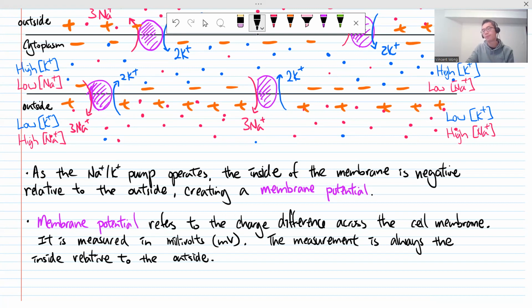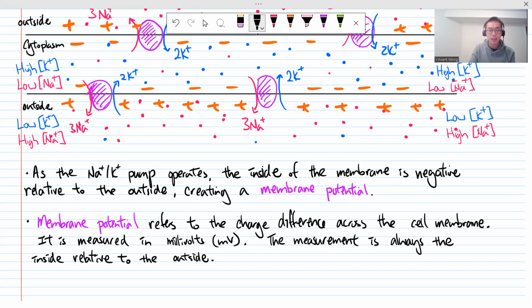Okay. What that means is, instead of saying it is positive, we're going to say it's negative. You see here, right? In my drawing, I have the negatives on the inside and the positive on the outside. So we're always describing the inside of the cell relative to the outside.